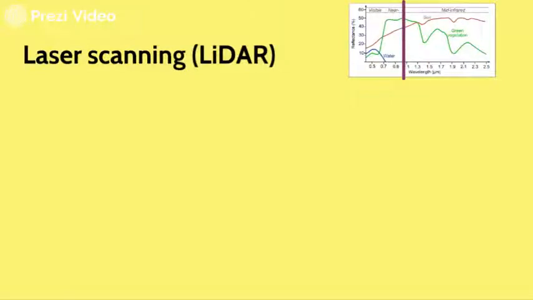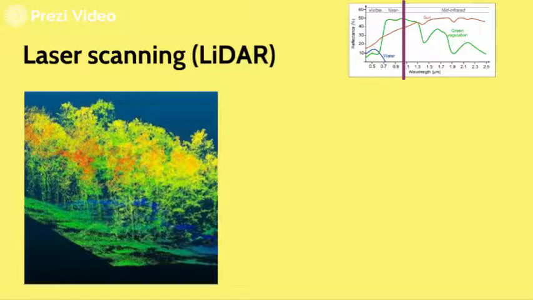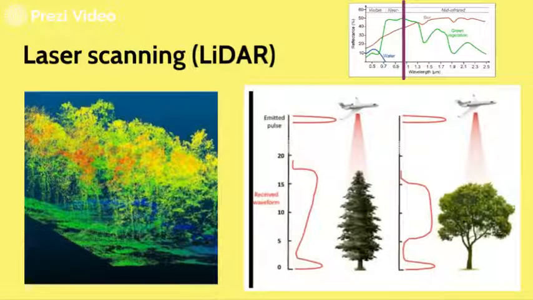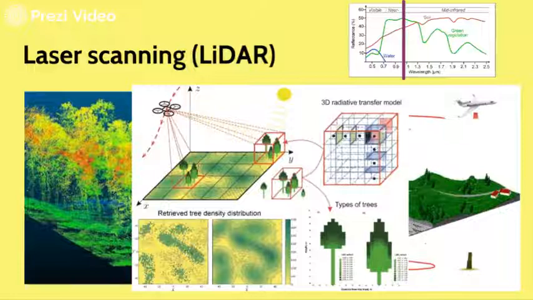LIDAR, or laser scanning, in fact uses one wavelength in the near infrared. It can be terrestrial laser scanning that produces a point cloud, or it can be airborne laser scanning that produces a topographic map of the area. It can be used further in, for example, 3D models discussed in the previous videos.